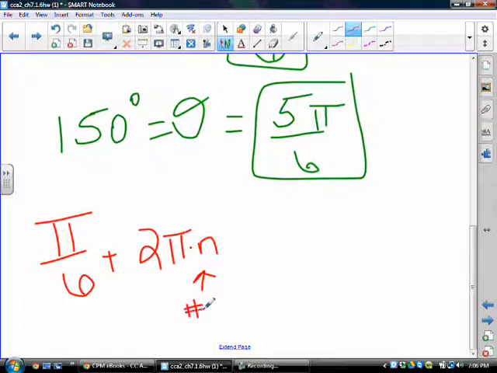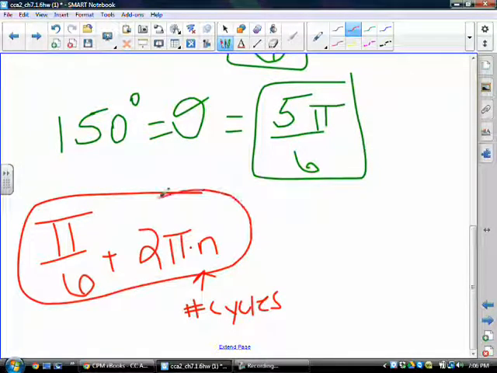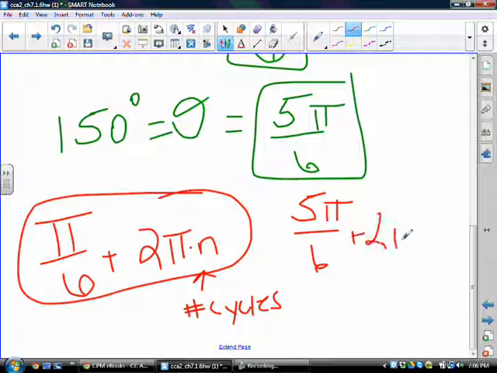Okay? So we can represent this not only in our one time around, but for if you stay on the ride forever. Right? You keep hitting it every time you're at that height, no matter how many times you've been on it. Same thing for this 5 pi over 6. If I stay on the ride for another cycle, I'm going to get that same height, or for 2 more cycles, 3 more cycles, or n number of cycles.